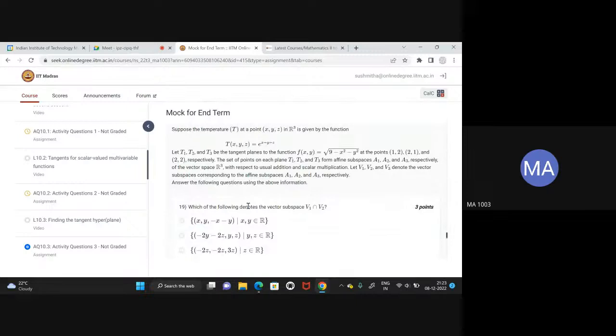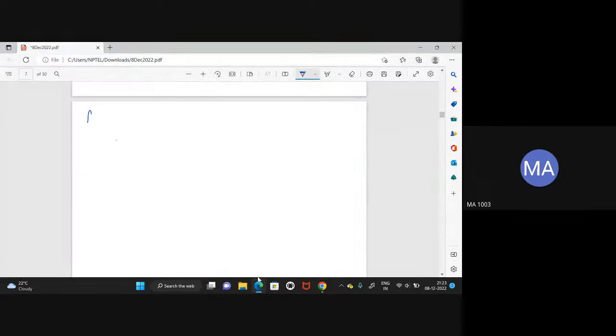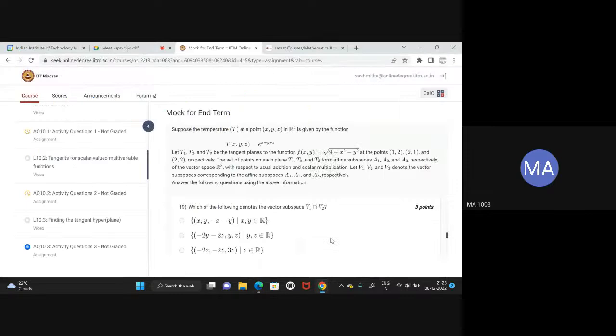Fine. Am I audible? Yes, ma'am. So we have a function. The temperature at some point is given by e power x plus y plus z. T1, T2, T3 be the tangent planes to this function at these three points. Okay. So f of x comma y is square root of 9 minus x squared minus y squared at the points 1 comma 2, 2 comma 1 and 2 comma 2. So first let's calculate what is t1, t2, t3.